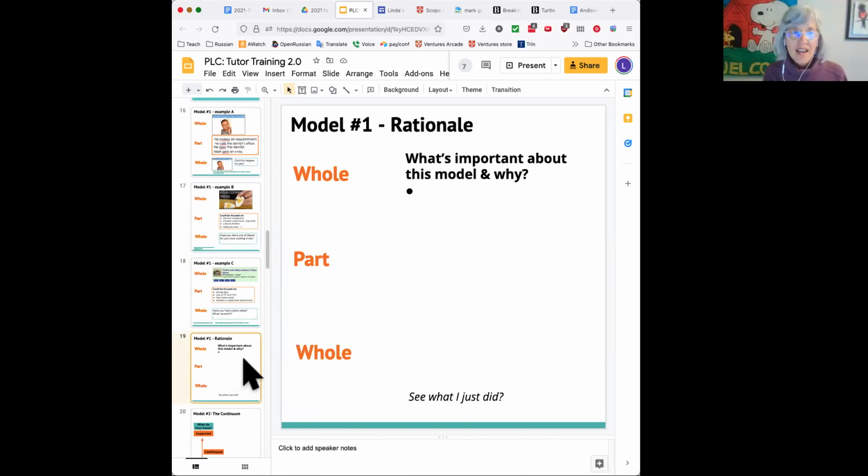Okay, so now back to Catherine and Judy's questions and statements. Whole, part, whole. What do you notice? What do you think? What's important about this model? What would you get from it?